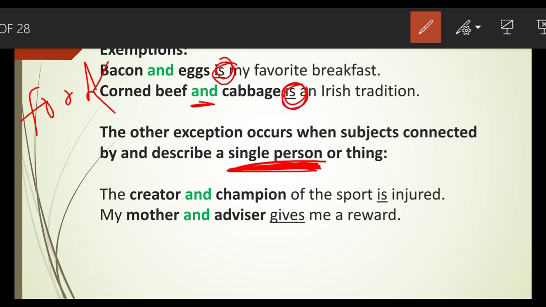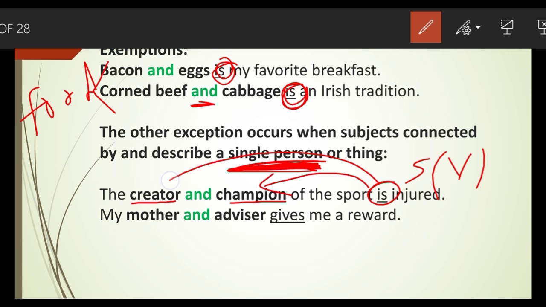Let's say, for example, the creator and champion of the sport is injured. So, dito is yung ginamit. So, this means it's singular. The verb is singular. Bakit? Kasi iisa lang yung champion at yung creator ng sport na yun.